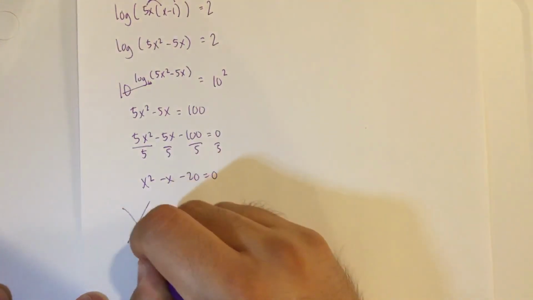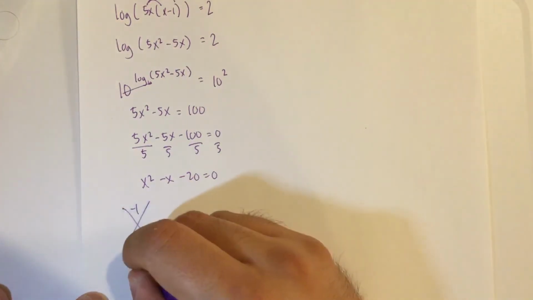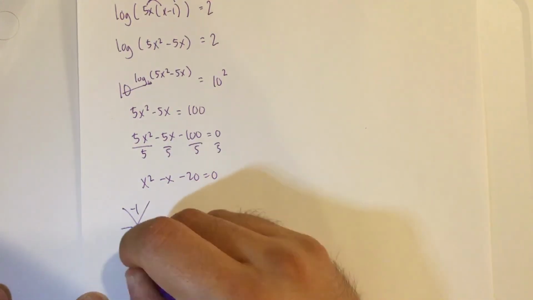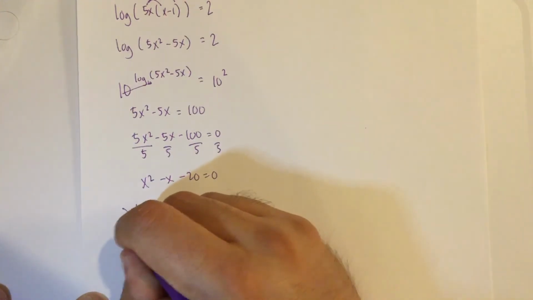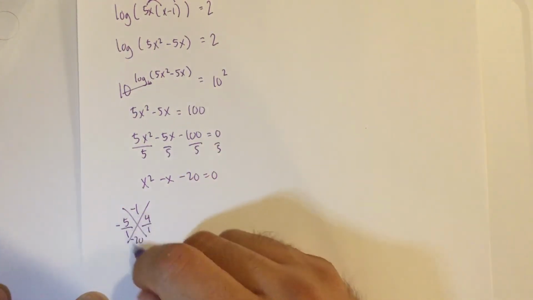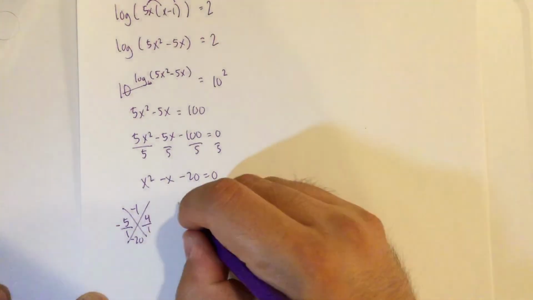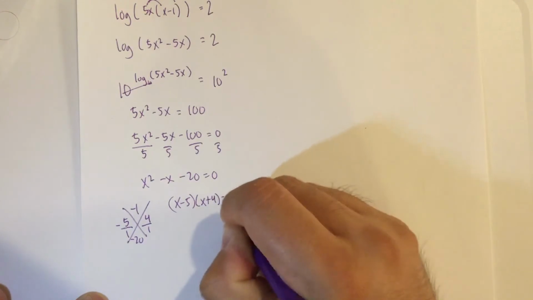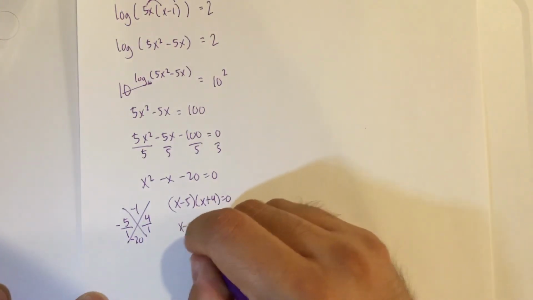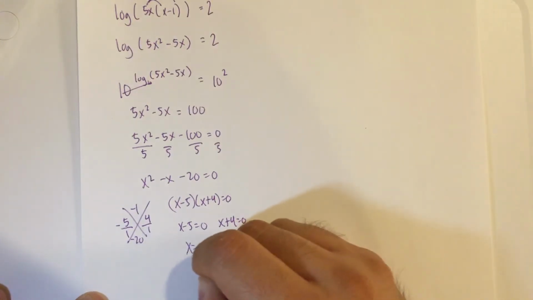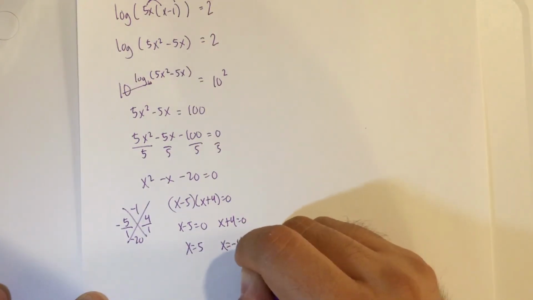X method, negative 1, negative 20 on the bottom because 1 times negative 20 is negative 20. Divide by 1. And then we have a 5 and a 4. Negative 5 plus 4 is negative 1. Negative 5 times 4 is negative 20. So x minus 5, x plus 4 is equal to 0. When you solve them, set each one equal to 0. X is equal to 5. X is equal to negative 4.